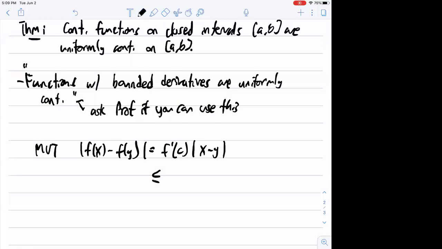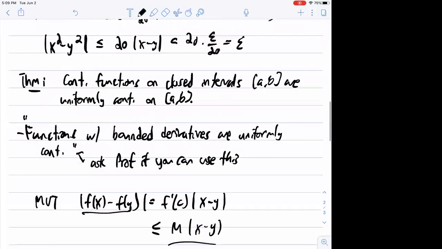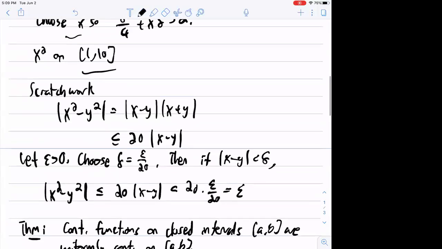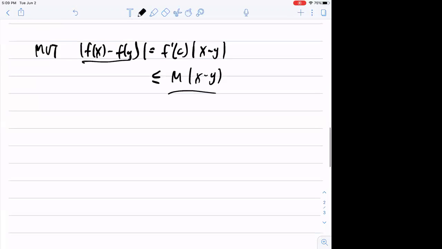And then if your derivative is bounded, right? Let's say it's bounded by m, then you're done, right? You want to estimate this and it is less than m times |x minus y|. So sort of like here, right? I'm less than m times |x minus y|. And then from here, you just choose delta as epsilon over m. And then you get uniform continuity, right?